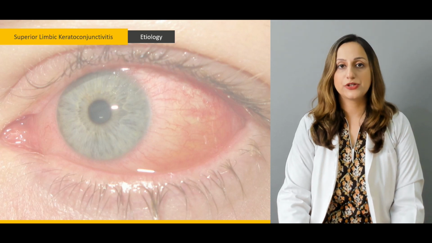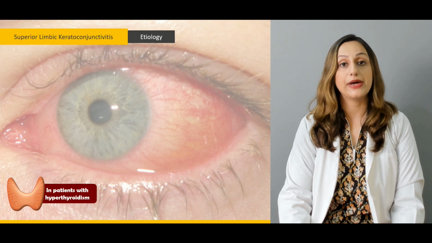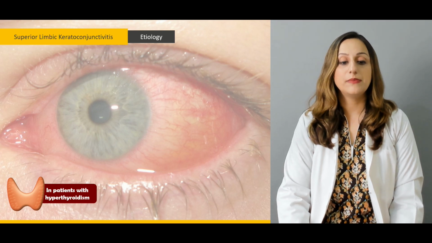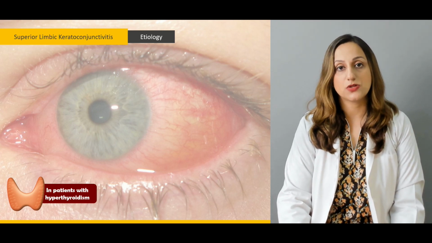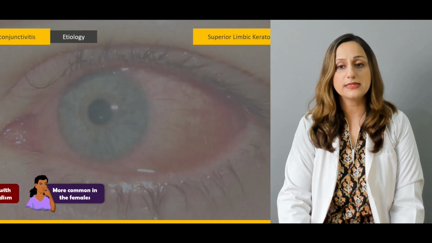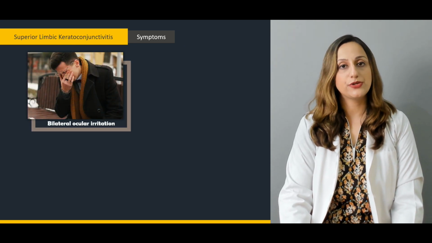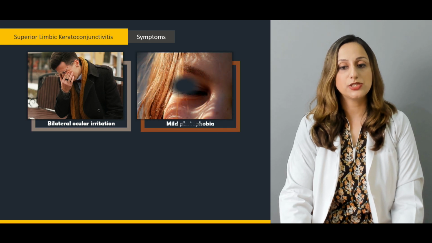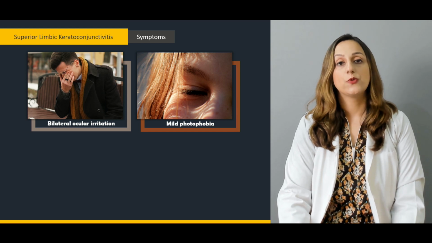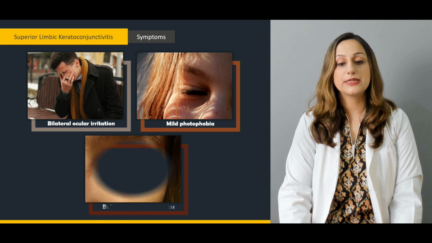The etiology for the development of this condition is that it's usually seen in patients with hyperthyroidism, that is, elevated thyroid hormone levels make the person more prone to the development of this kind of keratoconjunctivitis. It is more common in females. The symptoms would be the bilateral ocular irritation that you would observe in these patients, and then of course there would be a mild photophobia. When you are taking a detailed history from the patient, you're going to look for these symptomatologies.